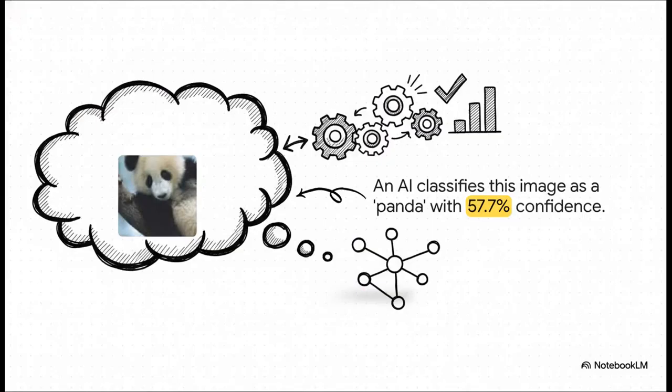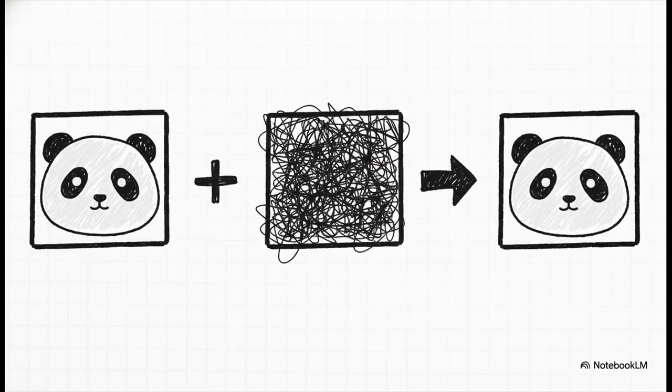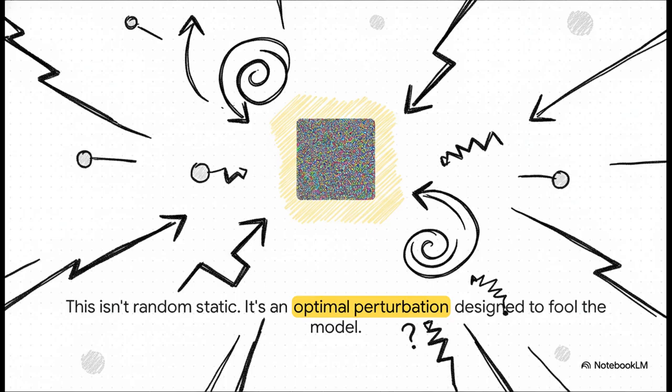Let's get into it. Okay, so first we start with a totally normal image, a panda. We show it to a state-of-the-art AI, and yep, it correctly says that's a panda, with about 58% confidence. So far, so good, right? Nothing weird happening here. But now, this is where the magic, or maybe the trickery, comes in. We're going to add something to this image. It's a very specific, mathematically crafted bit of noise. Now, this is not just random static, okay?